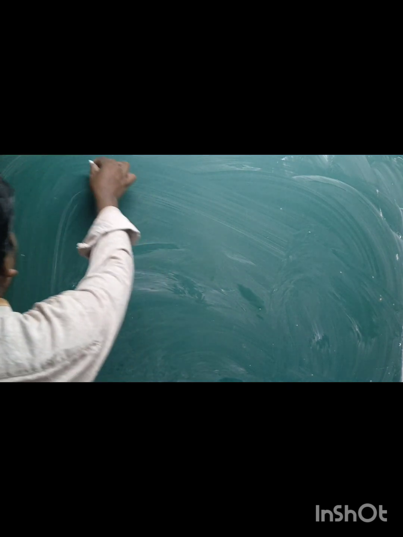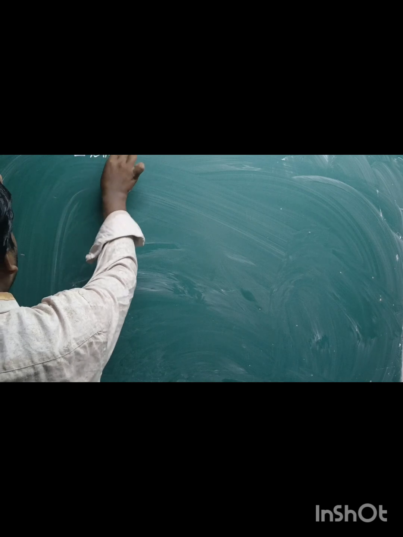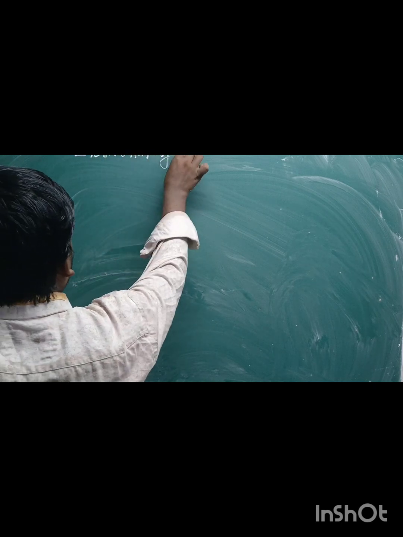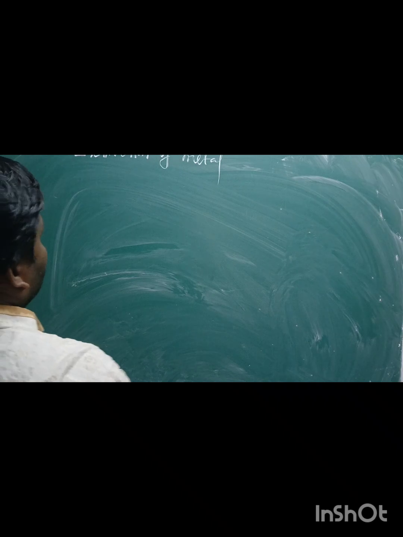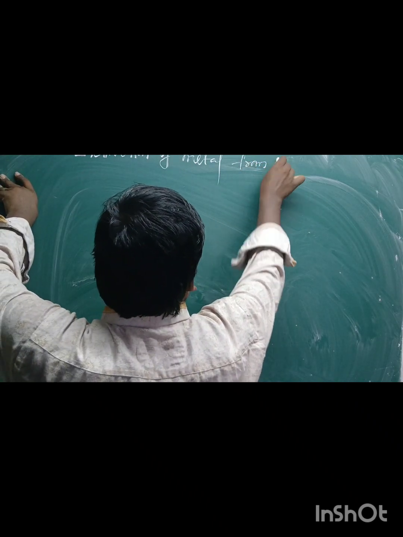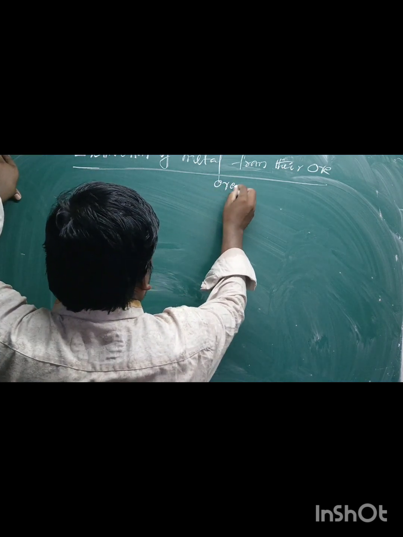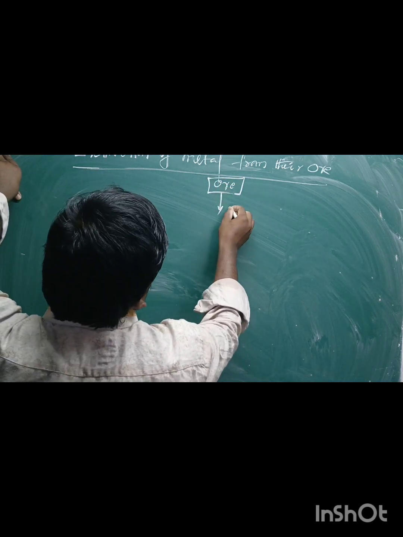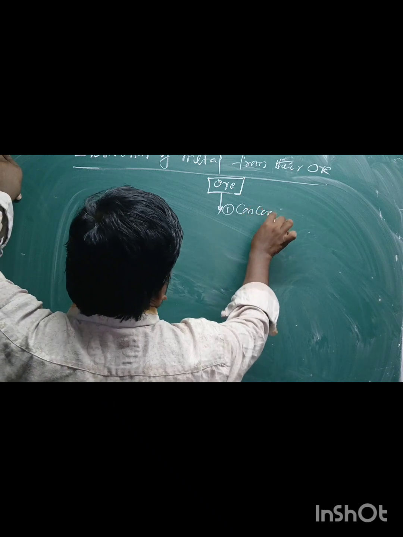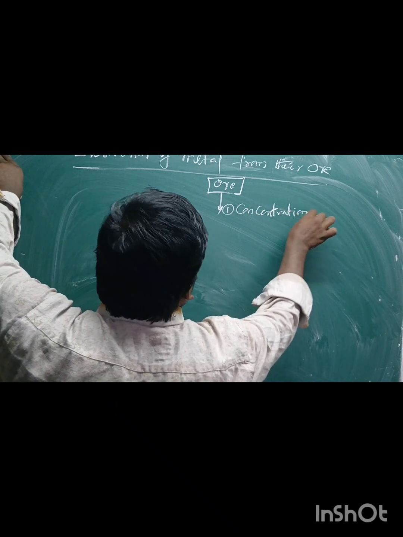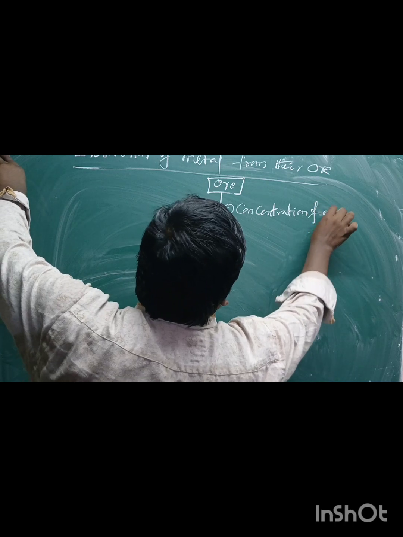Next topic, extraction of metal from their ore. You can observe, now I will give a flow chart for you. Ore. The first method is concentration of the ore. What is the concentration of the ore, sir? Concentration is removal of impurities from their ore.